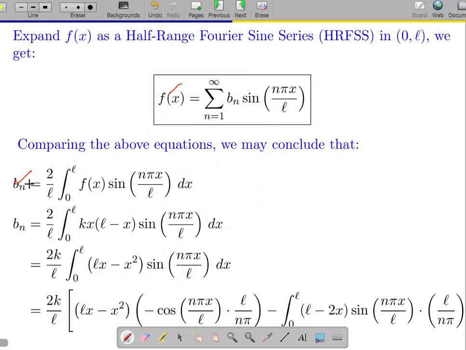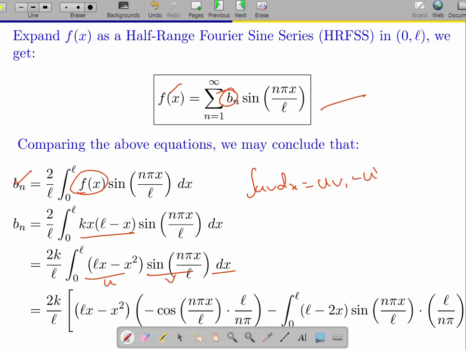Here we go to find bn. Instead of f of x, we replace the given f of x. This is nothing but the Fourier half-range sine series formula, in which we need to find Bn. So Bn is nothing but this, which is your u v dx. Using Bernoulli's formula, the integral of u v dx is u v1 minus u dash v2 plus u double dash v3 minus, and so on.